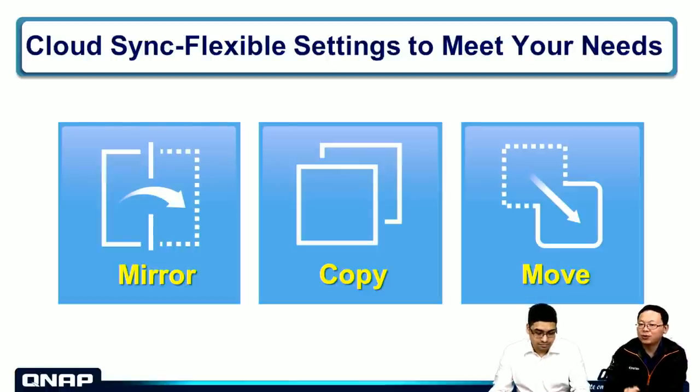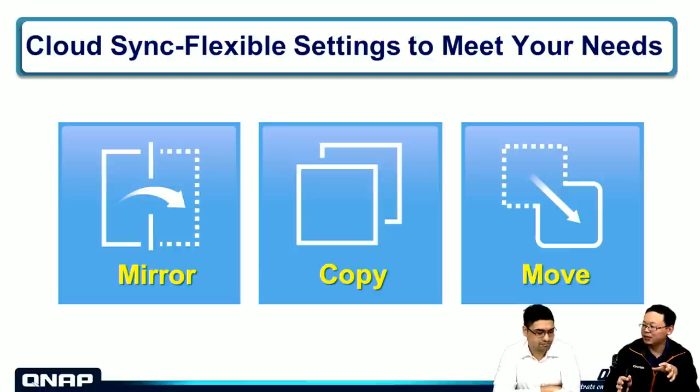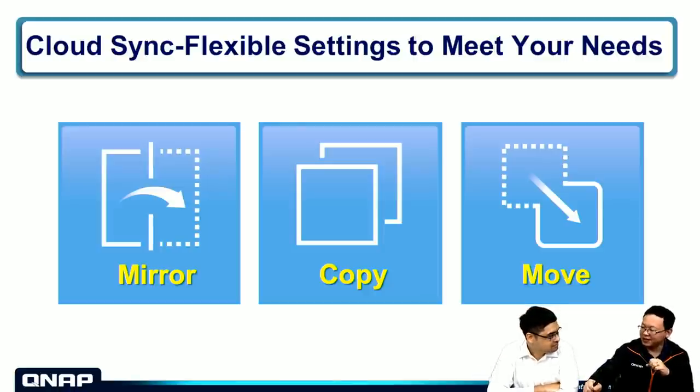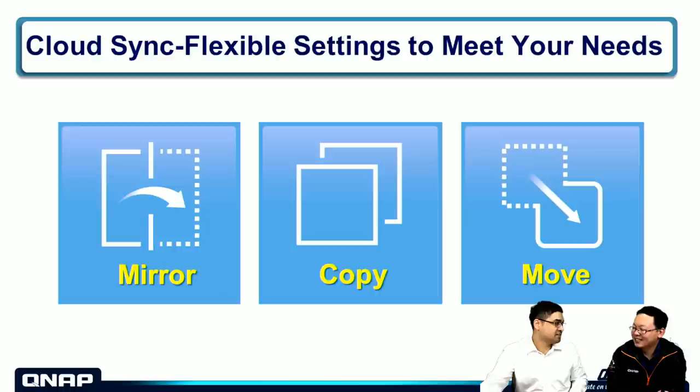For cloud sync, we support three kinds of different settings for different purposes. We support mirror mode, copy mode, and move mode. I want to explain a little bit more about these three modes. Of course. If we want to keep two sites' files always the same, we use the mirror mode. That means we put one file here, we also get the same file there. So both sides will have the same files. But if we remove files from this side, the remote site's files will also be removed. So if something is added, the other side is added. If something is removed, the other side is removed. So it's always identical at both ends.